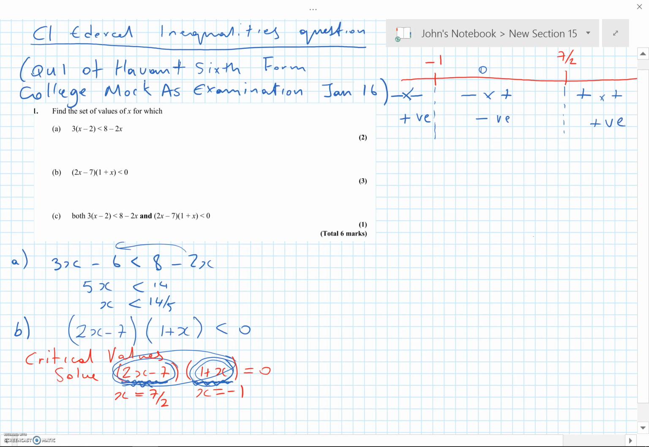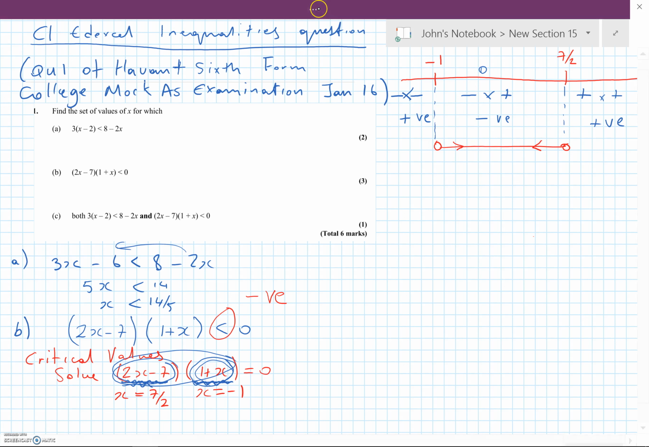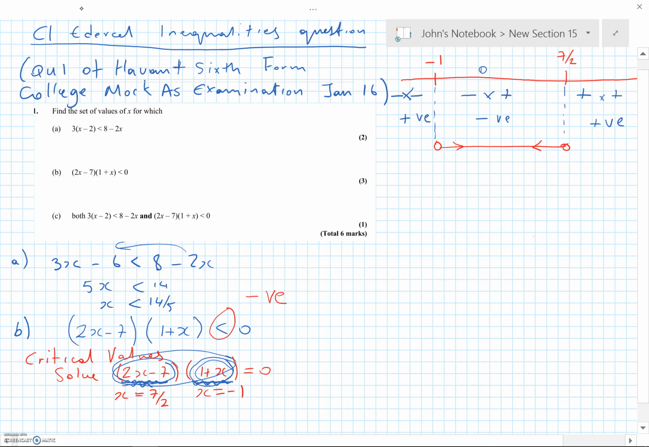Right, now here's the thing. We want our inequality to be negative. So we're looking for the values of x where it is negative. So it's got to be between these two values. That gives us the solution to our inequality. In this case, because it lies between two values, we can nicely write it as one bit. x is greater than minus 1, but less than 7 over 2. Okay, so that's the answer.